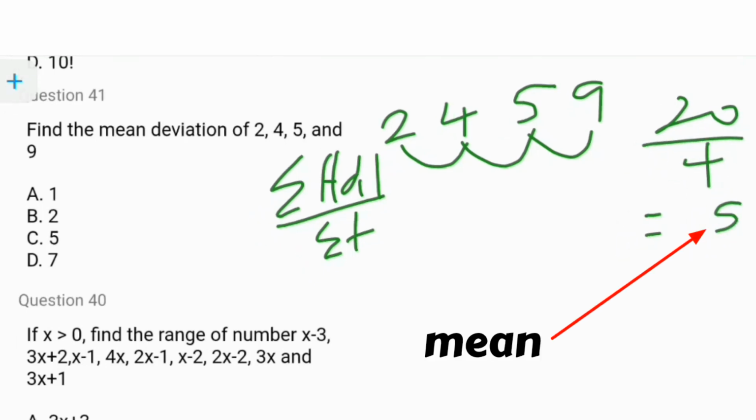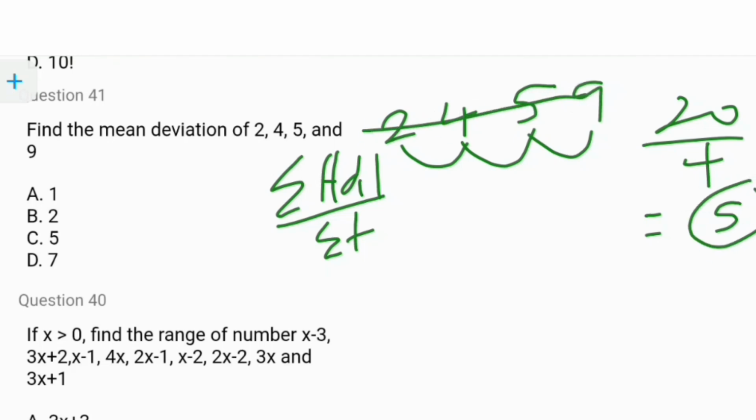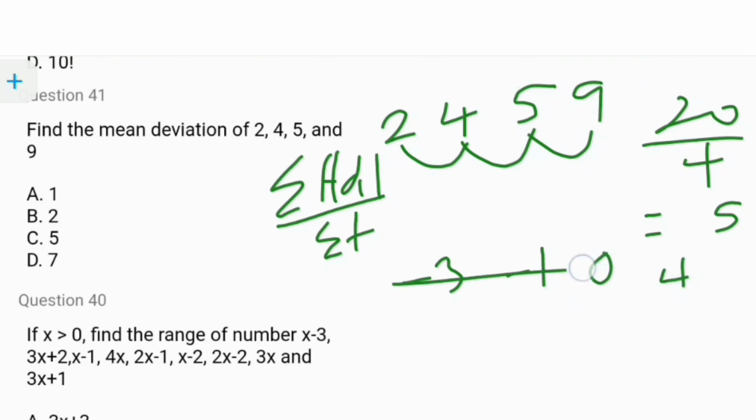Then the next step is to deviate, or remove 5 from each of these numbers here. So the first one will be 2 minus 5, that will give you minus 3. Next one is 4 minus 5, that will give you minus 1. 5 minus 5 will give you 0. 9 minus 5 will give you 4. Then remove the negative signs. You don't need the negative signs. So that will be 3, 1, and 4. This one will be 0.